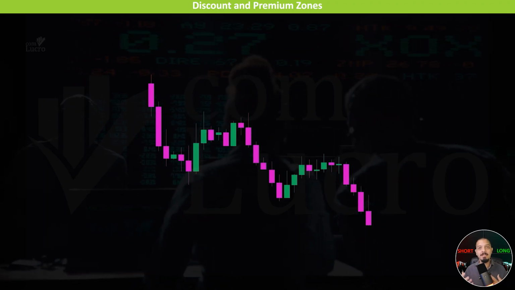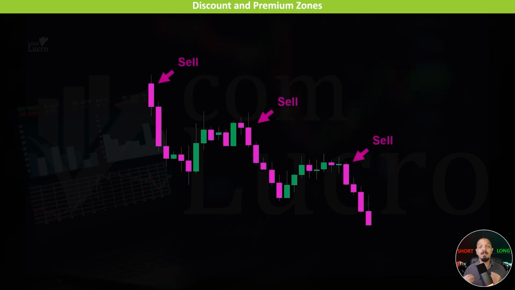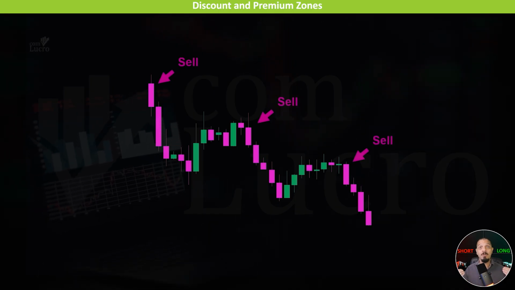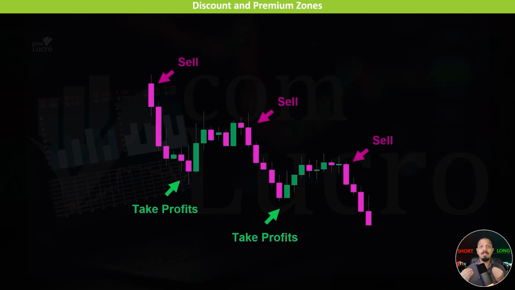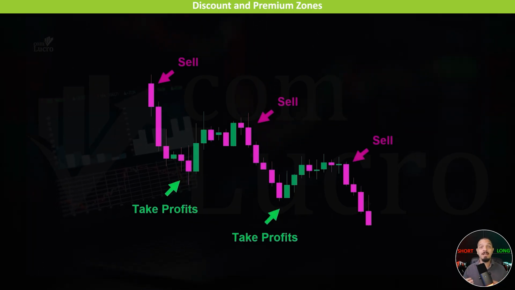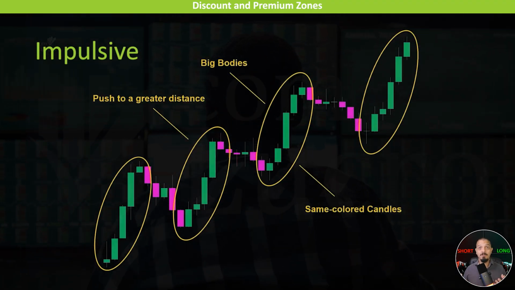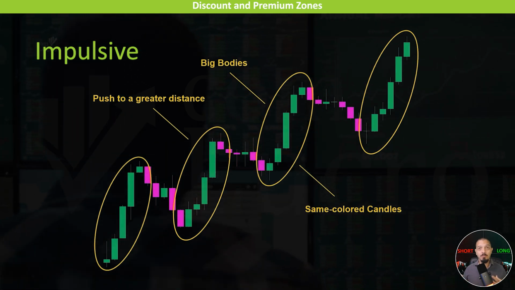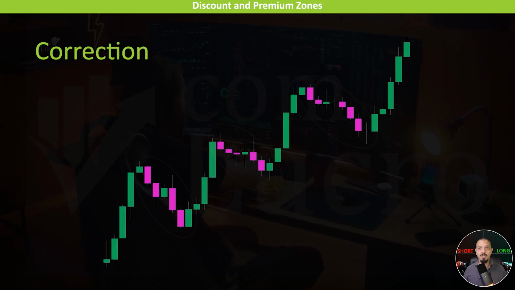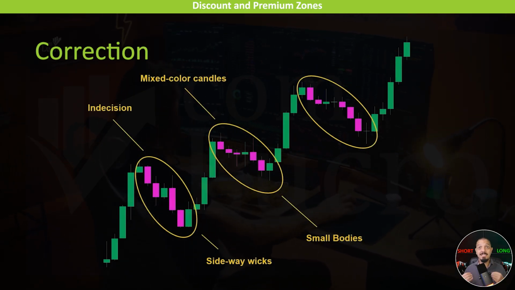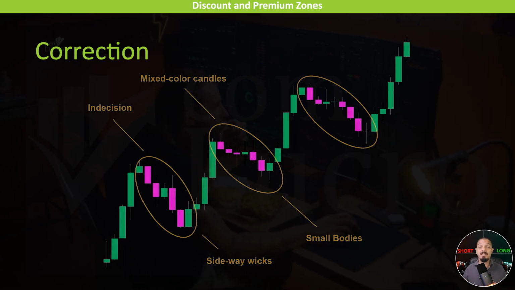Conversely, when market sentiment is bearish and traders are pessimistic about an asset, they tend to sell, leading to an impulsive move in the opposite direction. As the price falls, some traders may start to feel that the asset is becoming oversold and decide to buy it back, which can again trigger a retracement. Impulsive waves often push the price a greater distance with momentum, characterized by same color candles with large bodies. In contrast, corrections represent indecision on the chart, marked by mixed color candles with small bodies and sideways wicks.